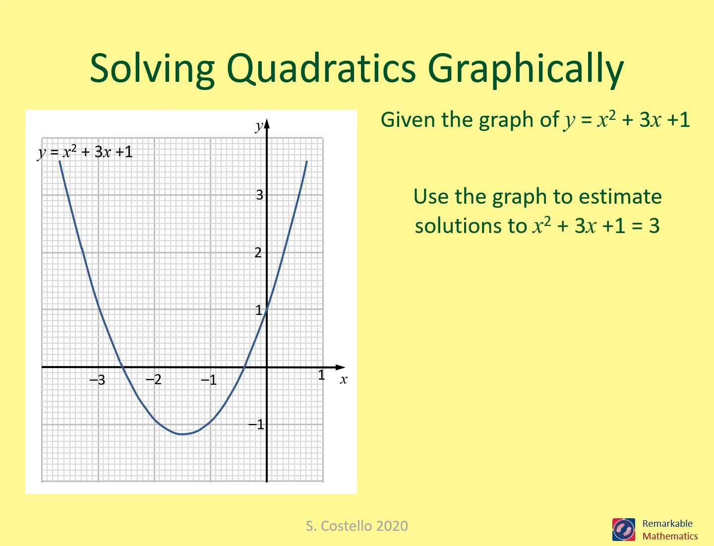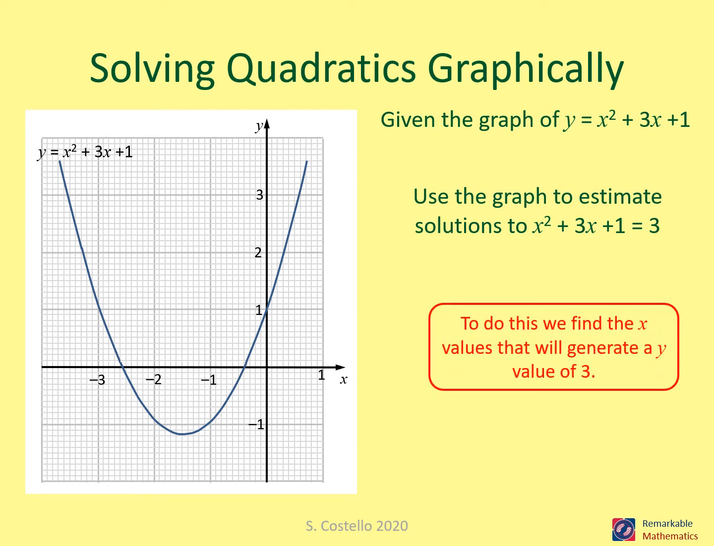Use the graph to estimate solutions to x squared plus 3x plus 1 equals 3. To do this, we find the x values that will generate a y value of 3. What this means is, what would be the x input to generate a y output of 3? Well, there's 3 on the y-axis. We either draw the line y equals 3, or just put a line across from it. And what are the corresponding x values here? x equals minus 3.6 and x equals minus 0.6.